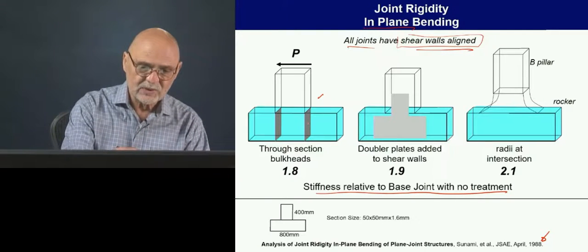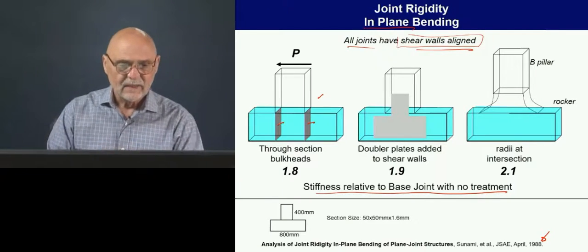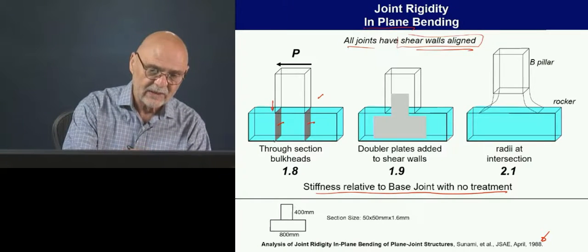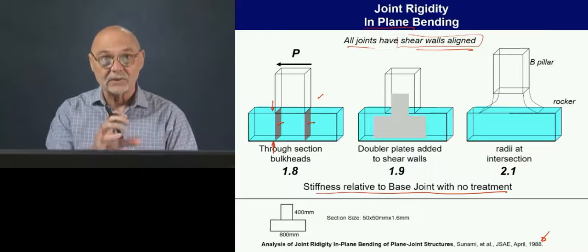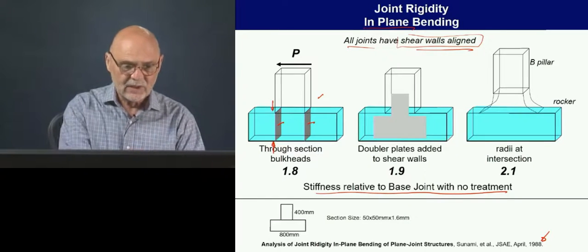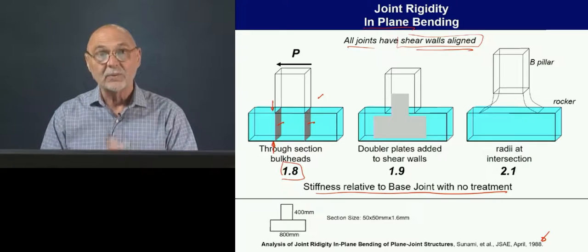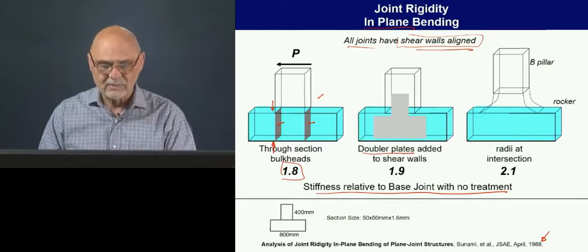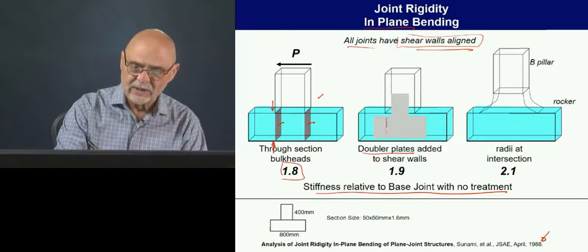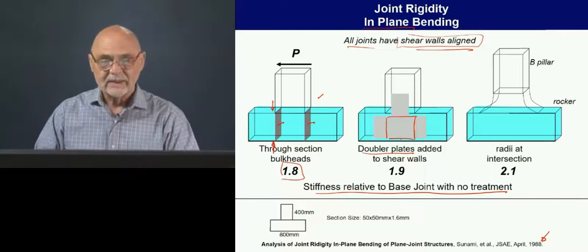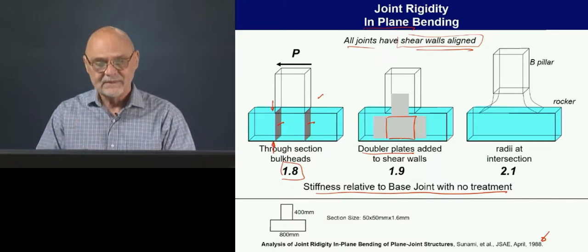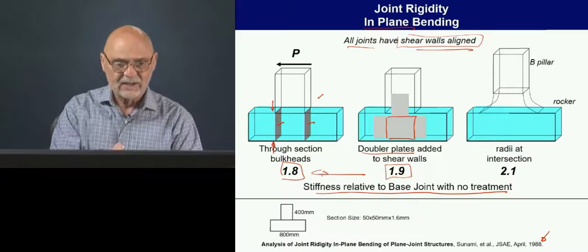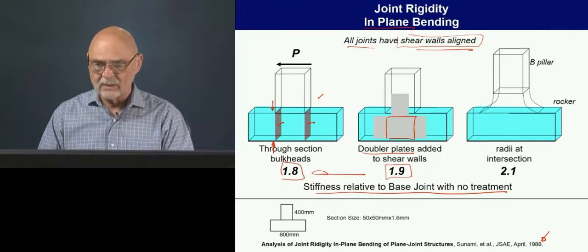And here we have some through-section bulkheads. Again, we're adding mass, but what we're doing is defining a good load path to take those compressive forces. So we get almost a doubling of the rigidity of the joint. Here we're adding doubler plates on the shear wall. So here we're trying to improve the shearing in this area by just making the wall thicker. And again, that's independent of the first change. This would also be worth a doubling.